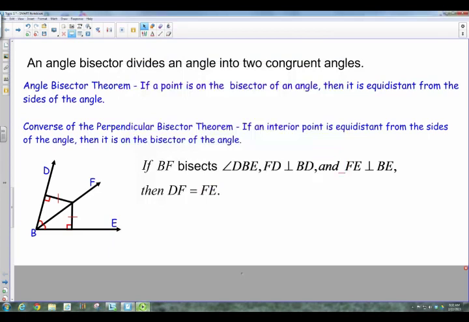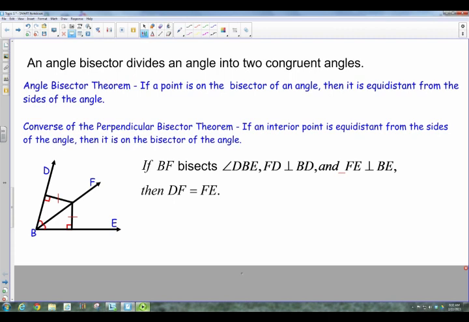Okay guys, we're back for the second video. The second video talks about a different type of bisector. This is an angle bisector. So an angle bisector divides an angle into two congruent angles. So there are two smaller angles and they are the exact same. That gives us the angle bisector theorem.